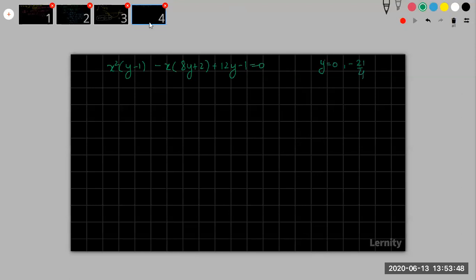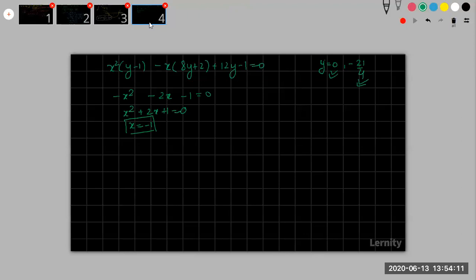When I substitute y is equal to 0, I will have minus x square minus 2x, and here we will have minus 1 equal to 0. So I will have x square plus 2x plus 1 equal to 0. This will be equal to 0 when x is equal to minus 1, right? So that means 0 will be included, 0 is a valid point.